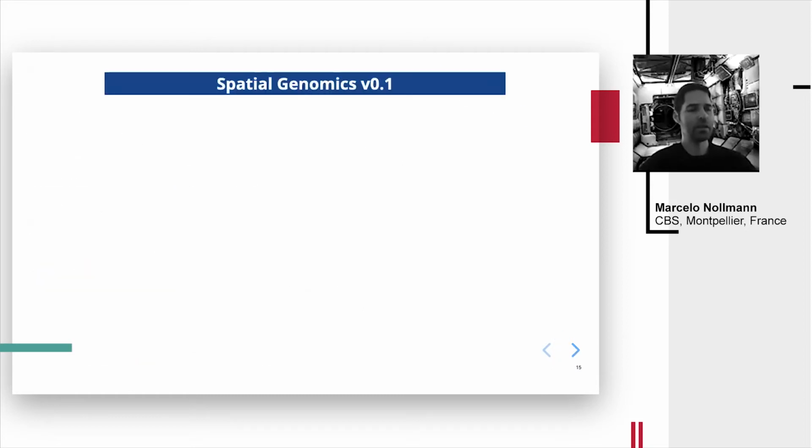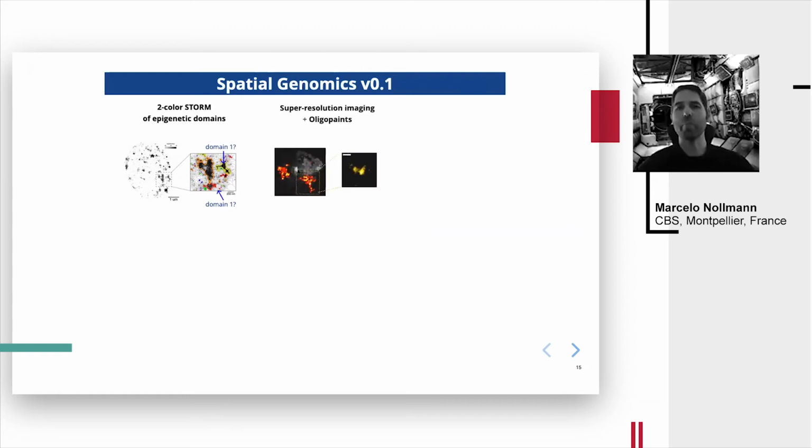So to summarize what I have shown you so far, we have implemented STORM in order to visualize epigenetic domains. But in this case, we did not really have enough genomic specificity to tell you which is domain 1 and domain 2. We then combined super-resolution with Oligopaints. Now we get enough specificity to visualize single TADs. However, we cannot say where the functional elements are located within this volume. Finally, we have developed a technology where we can measure pairwise distances, but only one pairwise distance in any given cell at any given time.